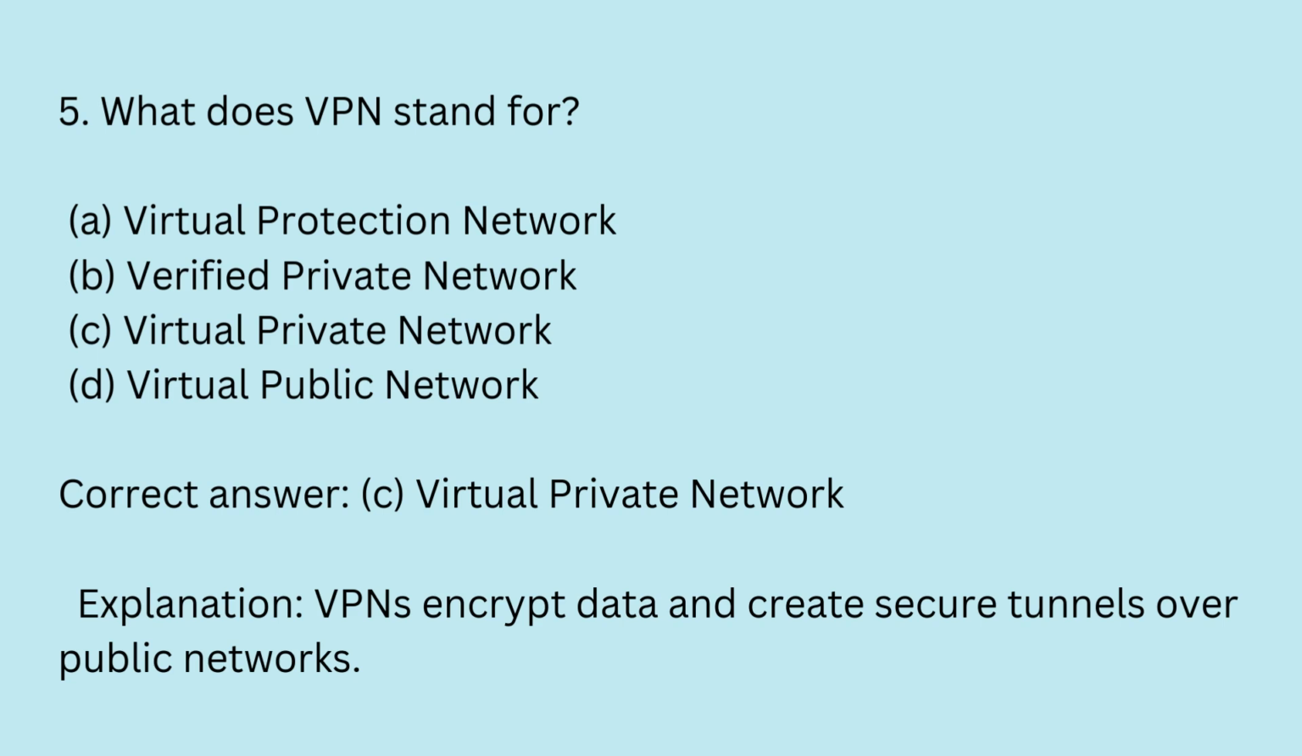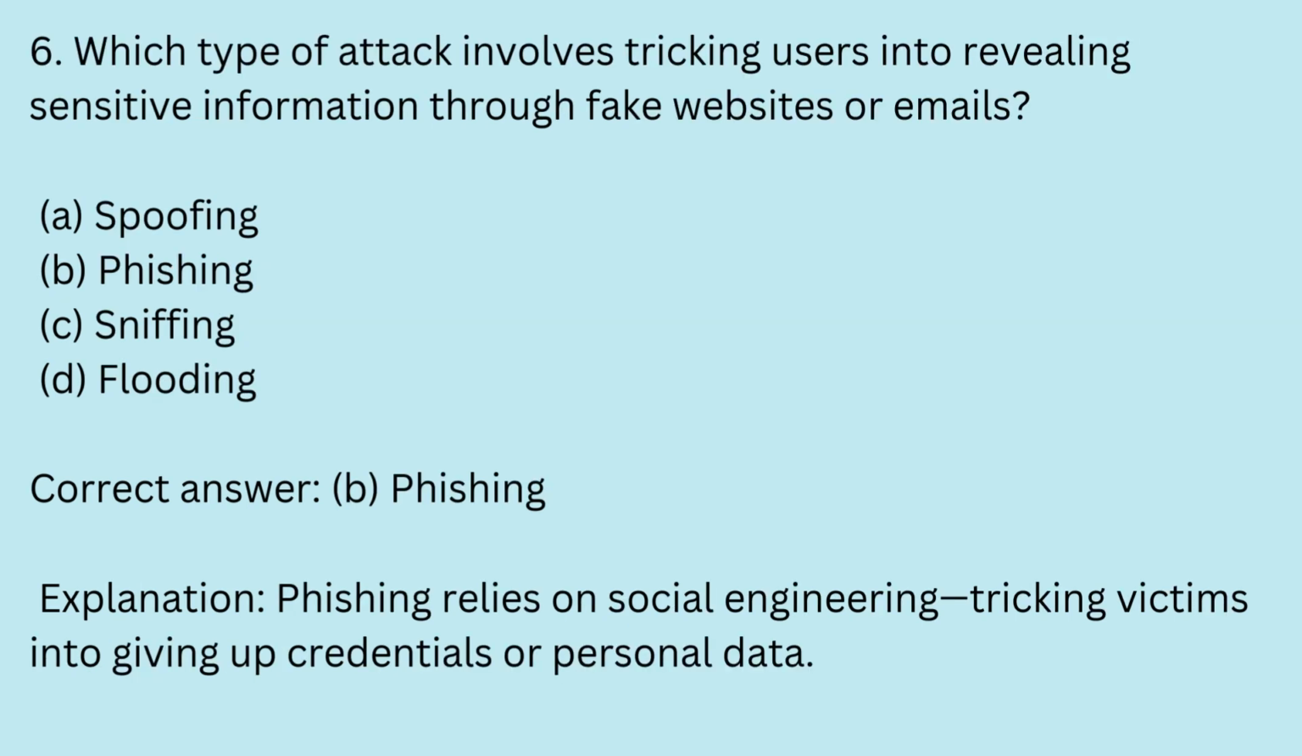5. What does VPN stand for? A. Virtual Protection Network. B. Verified Private Network. C. Virtual Private Network. D. Virtual Public Network. Correct answer: C. Virtual Private Network. Explanation: VPNs encrypt data and create secure tunnels over public networks.